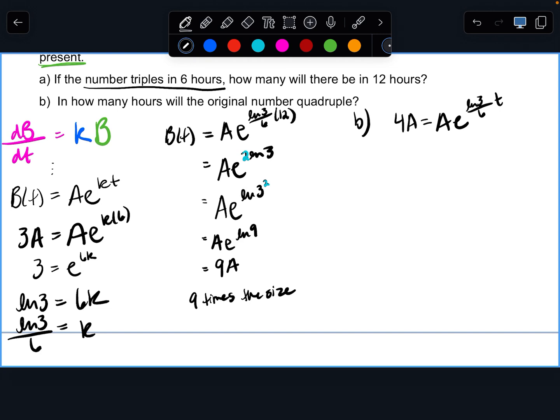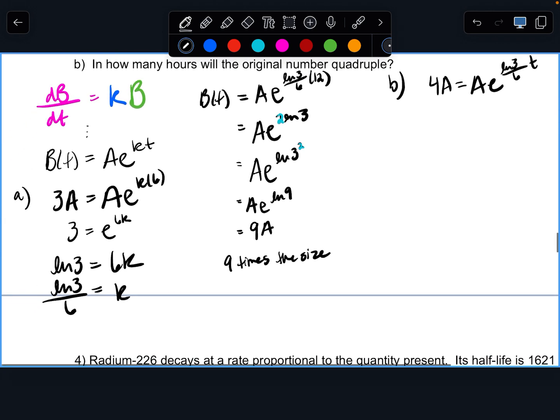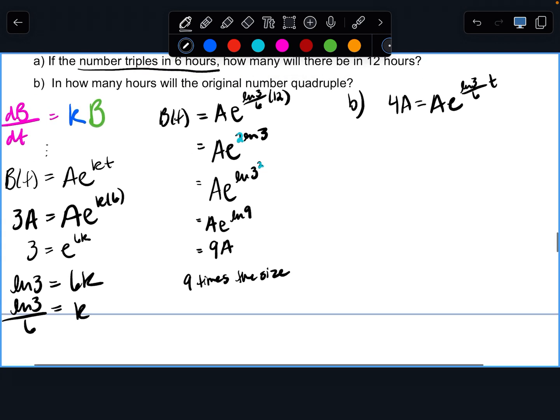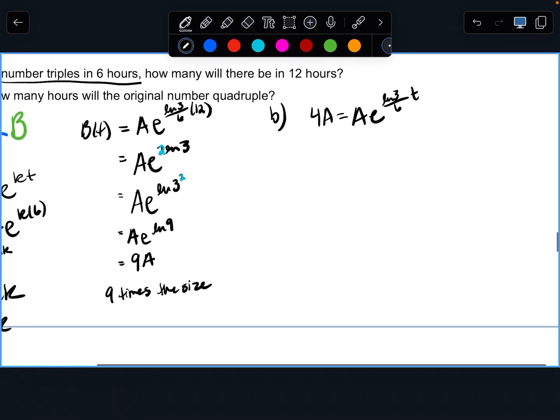So what if the number doubled in 6 hours? Then if it was doubling, it would be a different K value. Because they told me it triples in 6, I have to go with the tripling idea, and that K is consistent with everything else, because K doesn't change with the different problem. That's a good question.